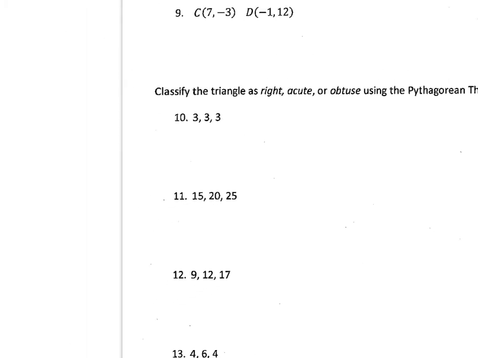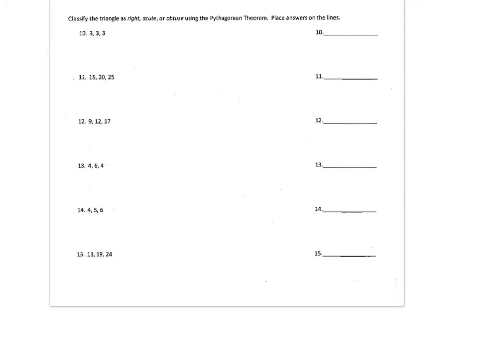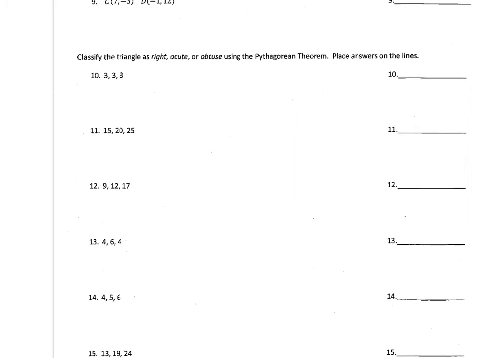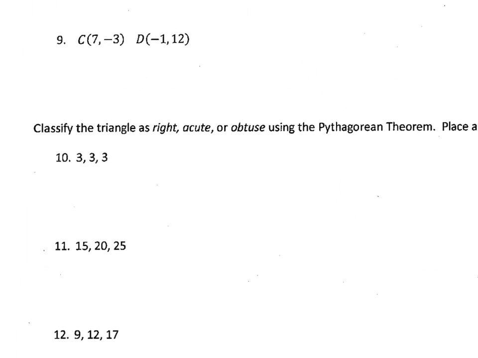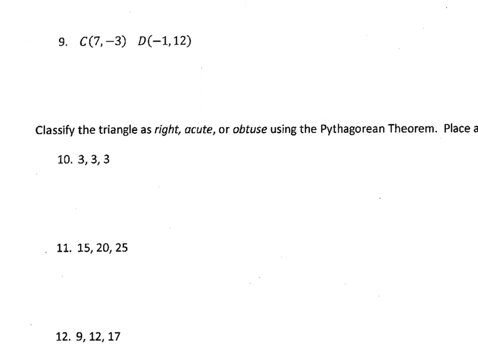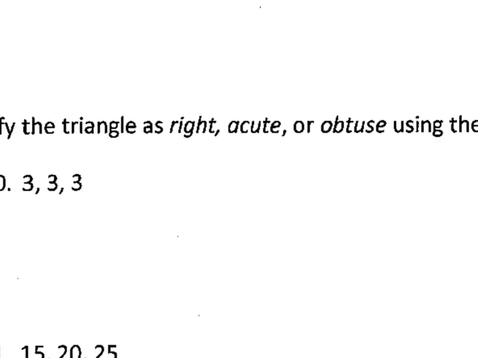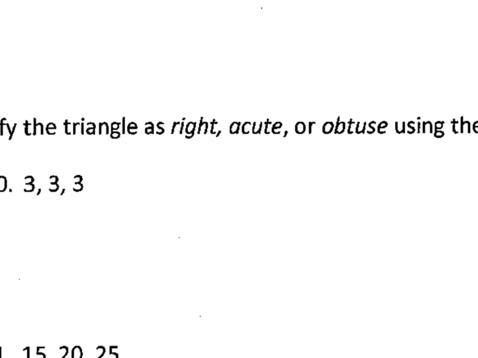Okay, these last few, we're talking 10 through 15. All right, looking at the directions, we want to determine if the triangle is right, acute, or obtuse, using the Pythagorean theorem, okay? Now, I'm going to do this for you. Remember, if it is a right triangle, that means your equation should come out equal. Both sides should be equal. If they're acute, the left side's going to be greater than the right. And if it's obtuse, the left side would be less than the other side.